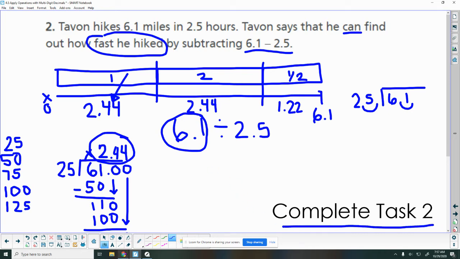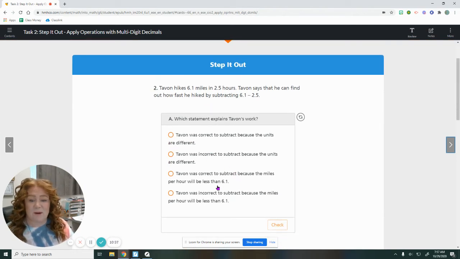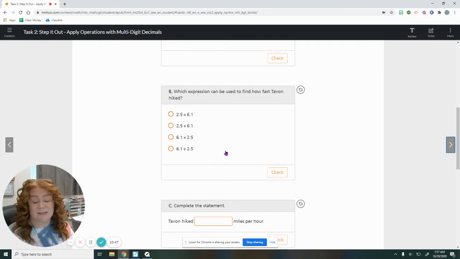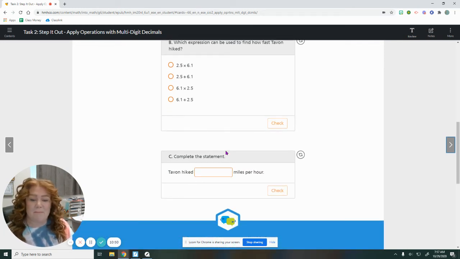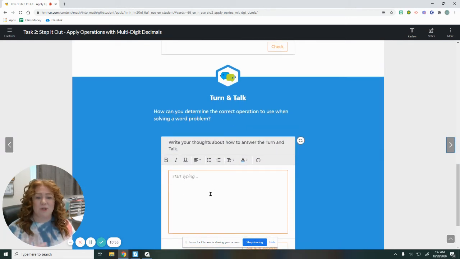Let's go complete task 2 here. So which statement explains if he is right or wrong? So decide if he is correct or not. And then tell me, how should we do that problem? What did we do to solve that problem? How many miles he hiked every hour? And then tell me, how do you solve word problems? What do you do to help figure out if you're using the right operation or not? So go ahead and complete task 2 and pause the video and come back when you're ready to do task 3.